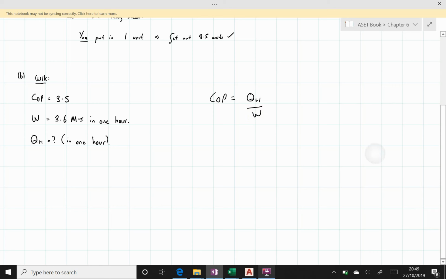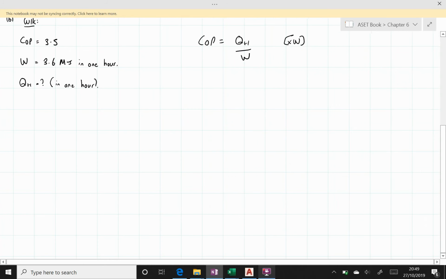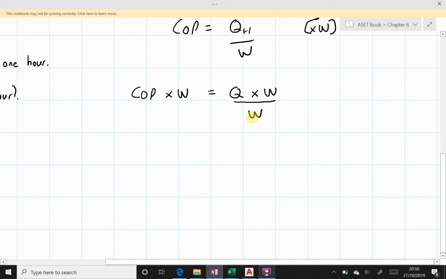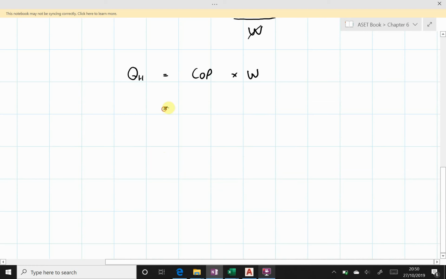Well, we're looking for a value of QH, and so we're going to have to multiply both sides of the equation by W. The left hand side becomes COP multiplied by W equals QH multiplied by W divided by W. On the right hand side, of course, one number divided by itself will cancel out, and so we put a QH in there. The QH is then equal to COP multiplied by W.